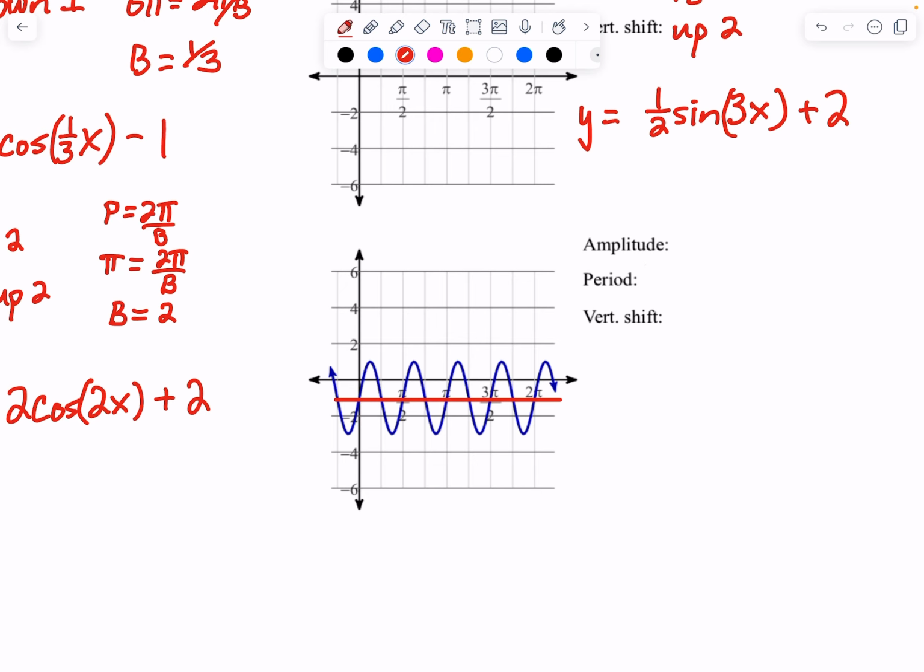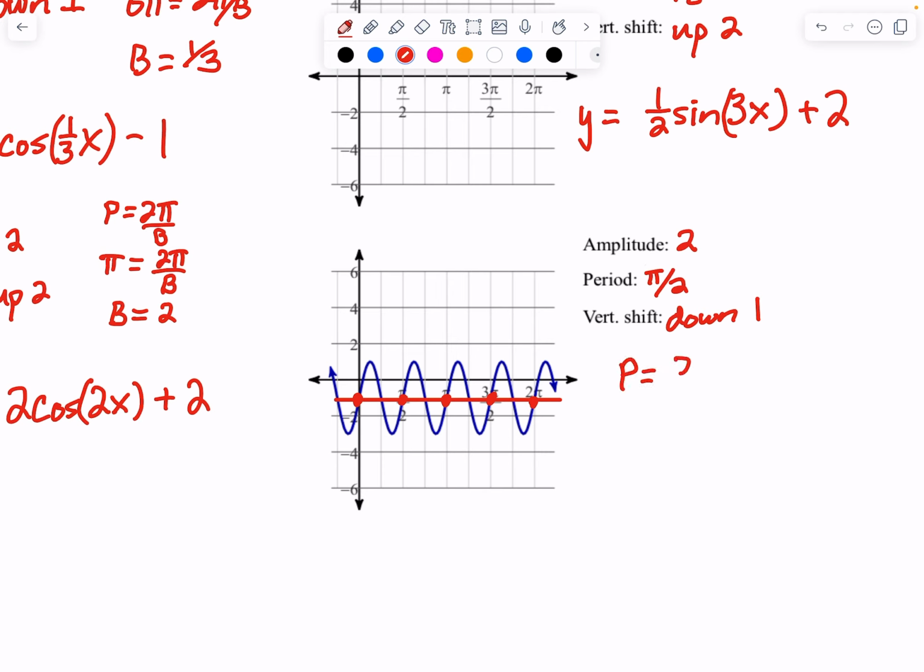Okay, I can see the amplitude here is 2. The period starts here, ends there. It looks like every period is pi over 2. And then it moved down 1. And since it's starting right there, I'm not going to move it left or right. I can see that it's just repeating every time there. So I have to use the period formula.